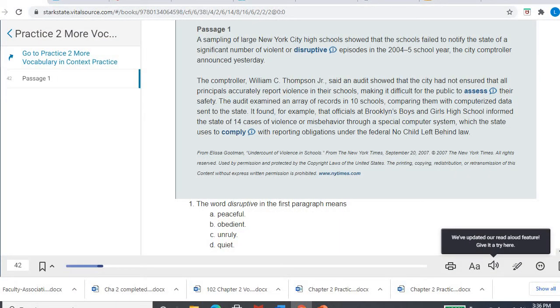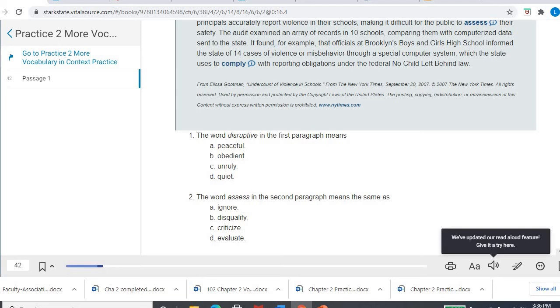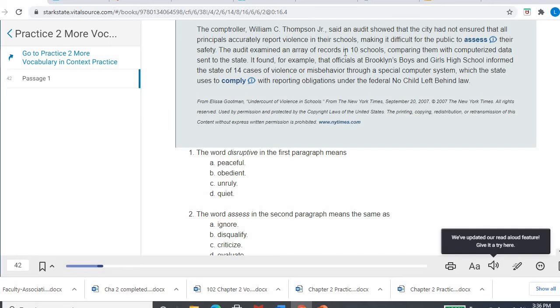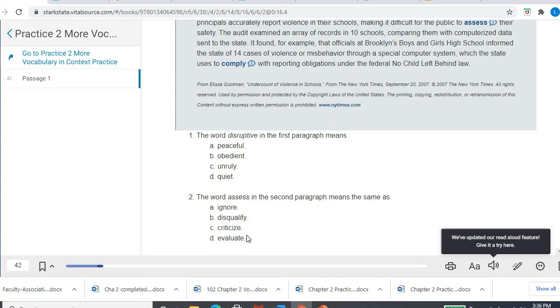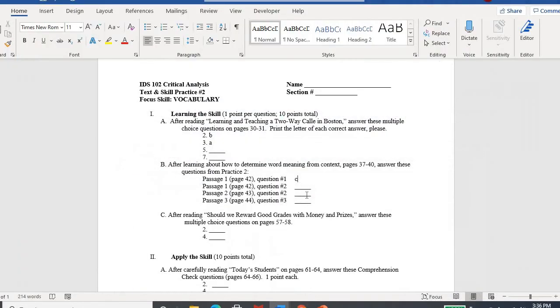And then we're also answering question 2, dealing with the same passage. The word assess in the second paragraph, it says that because of the report of violence in their schools, making it difficult for the public to assess their safety. So if you're assessing something, you are evaluating it. You're looking to see how it's working or not working. So I'm going to go ahead and plug in D.